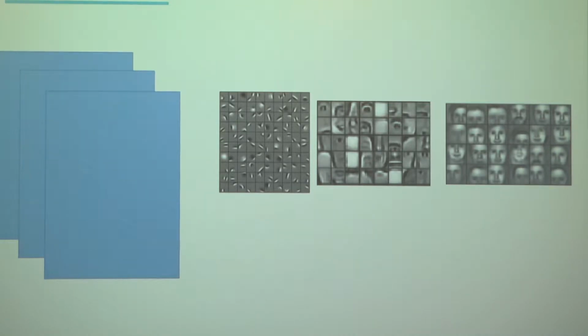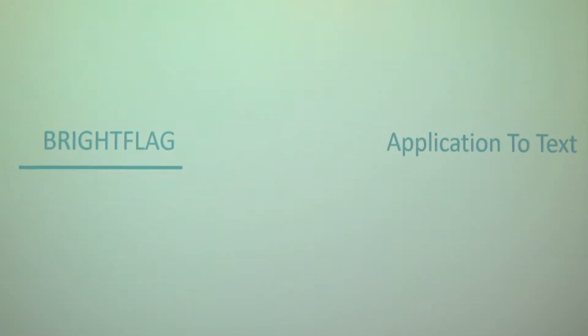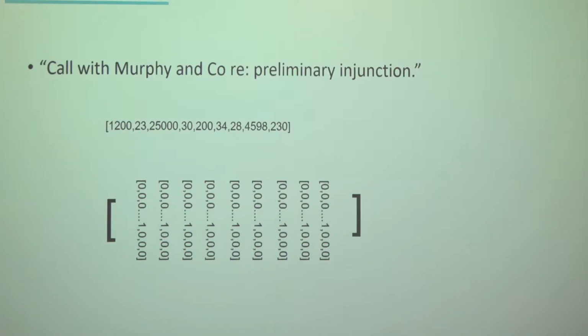The next question is how do we apply that to text? Because text and images look pretty different, right? So we think about a text, let's say "call with Murphy and Co. re preliminary injunction", and we can think of it from one point of view as a list of indexes, where each index corresponds to a word in our dictionary. We can abstract that a little bit and create something like a dummy code, so now you have a two-dimensional vector for each sentence, where the dummy codes represent your original index.